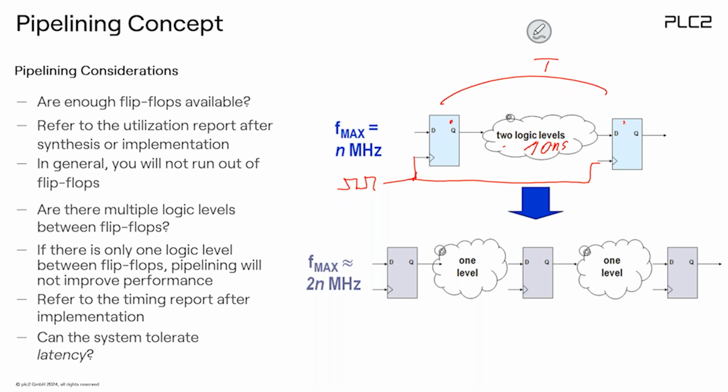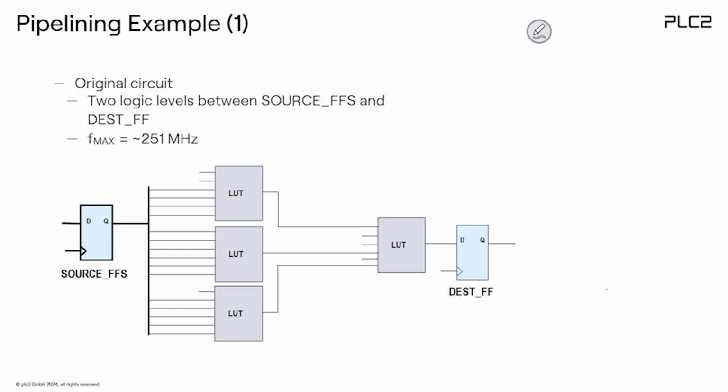But if I split this into halves, then I have 5 here and 5 here. Now the frequency would be 200 megahertz. So that's the whole idea: by cutting the logic levels using flip-flops, you will increase your frequency.